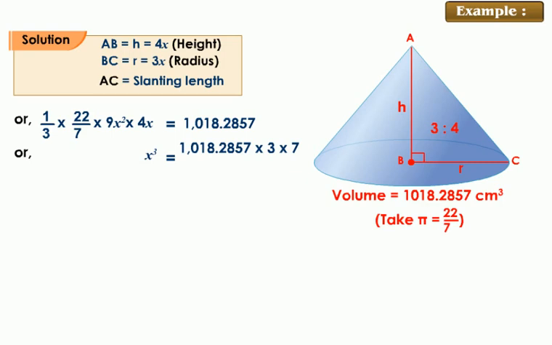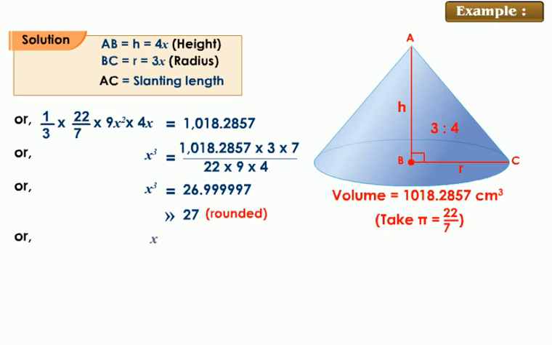or x³ equals 1018.2857 × 3 × 7 divided by 22 × 9 × 4, or x³ equals 26.999997, that is equal to 27 in round figures. Now, taking the cube root on both sides, we get x equals 3 cm.